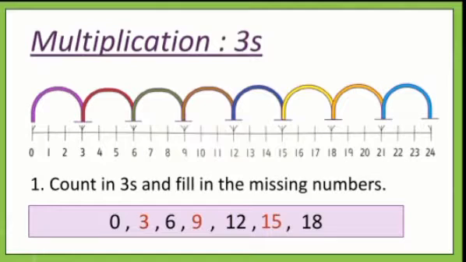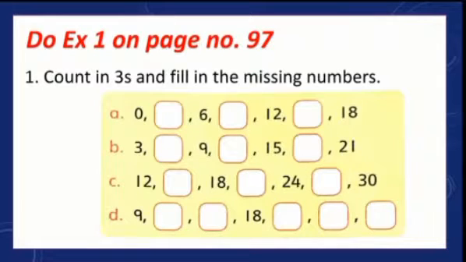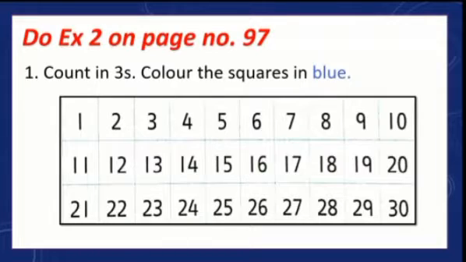Okay my dear students, open page number 97 and do exercise 1 in the book. Count in threes and fill in the missing numbers. Complete all the parts in the book. Now as you can see, exercise 2 on page number 97. Count in threes. Color the squares in blue.